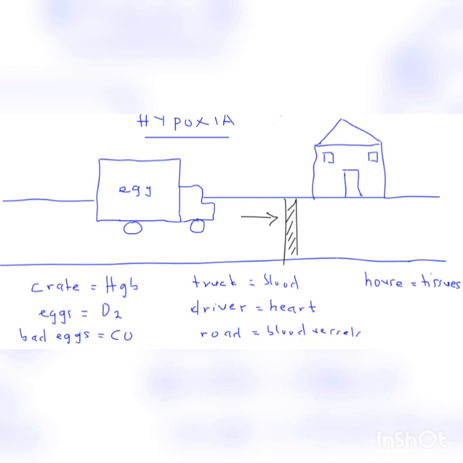Another mechanism of hypoxia would be if we have bad eggs, right? Let's say carbon monoxide is analogous to bad eggs. So instead of placing healthy, good eggs on the crates, on hemoglobin, carbon monoxide is actually placed on the hemoglobin. It's competing for space with the good eggs, with oxygen. That will also lead to hypoxia.